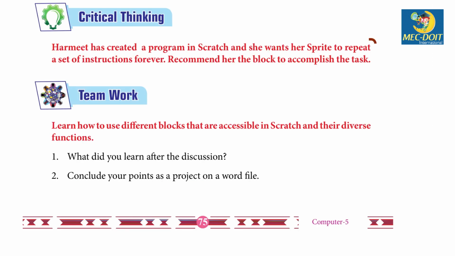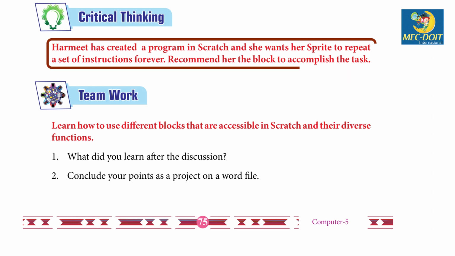Critical thinking. Harmeet has created a program in Scratch and she wants her sprite to repeat a set of instructions forever. Recommend to her the block to accomplish the task. Answer. Students will do it themselves.